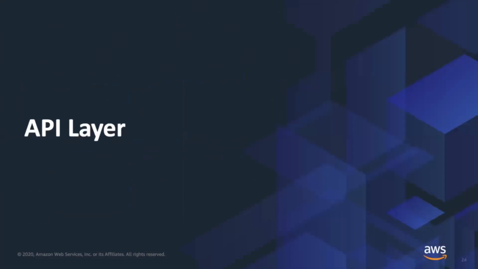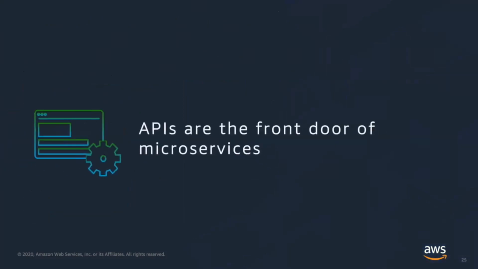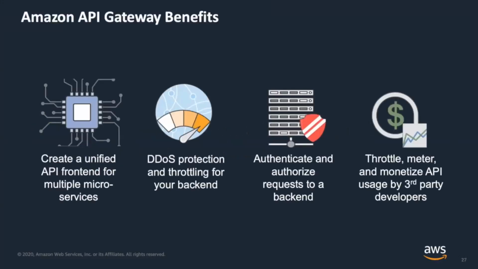Now that we have authenticated our request to our API gateway, let's take a deeper look at our API layer. APIs are one of the primary mechanisms through which these small pieces or services would communicate with each other. So in a sense, they are considered the front door of microservices. So what is Amazon API Gateway? API Gateway, as the name implies, acts as a gateway or the front door for all of your services. It is a fully managed API platform that creates a unified API for your microservices.